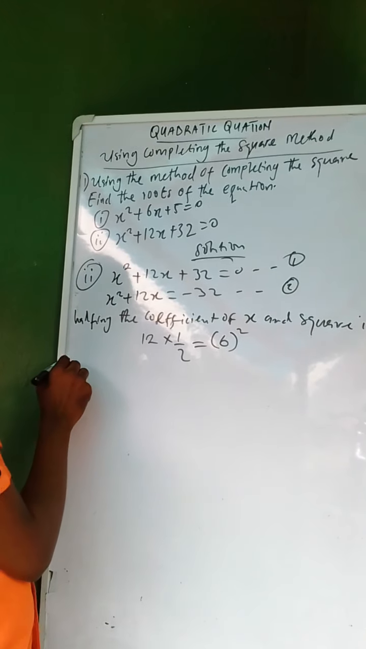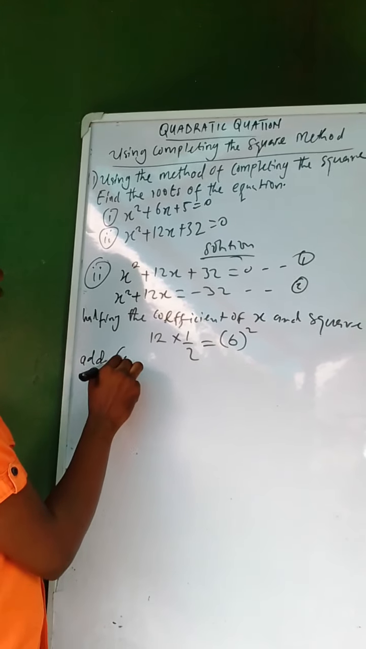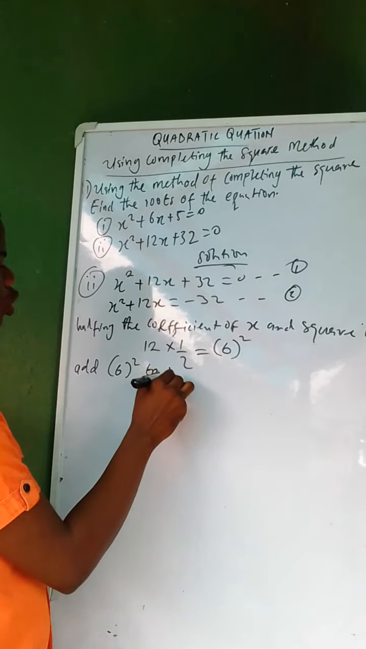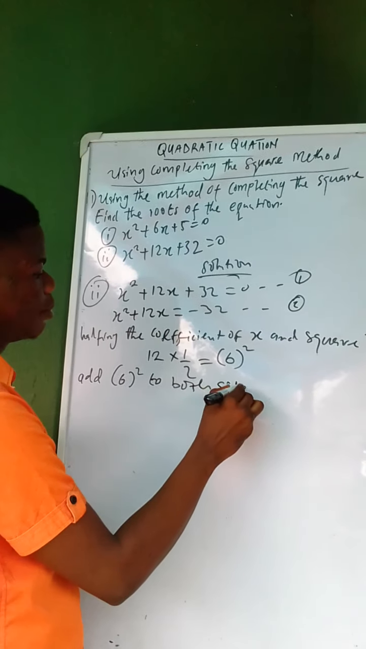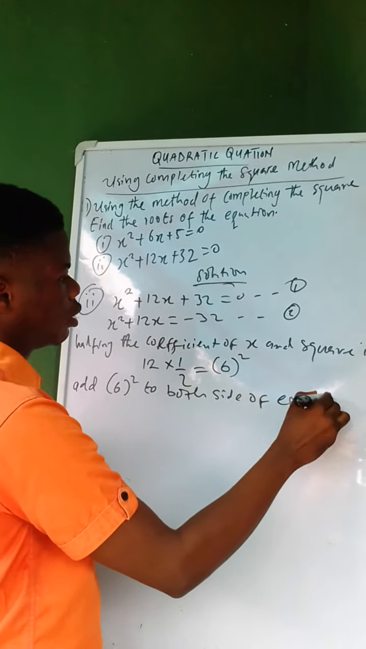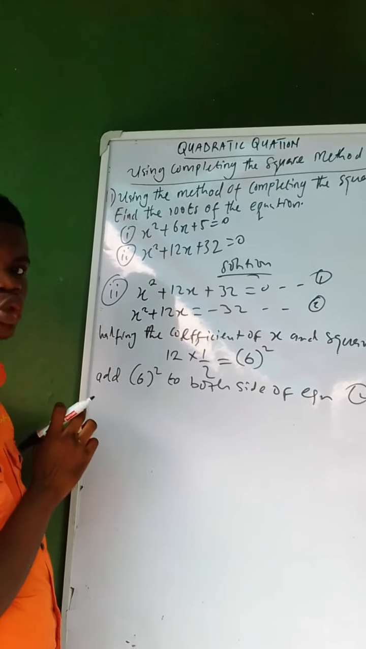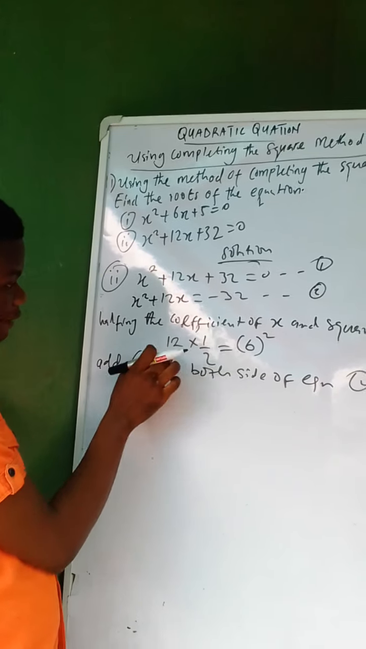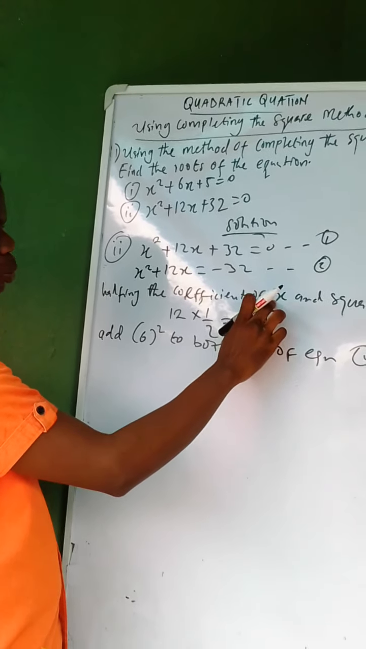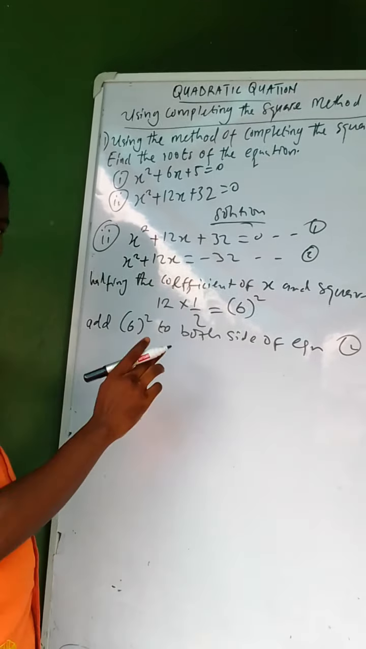So what I'm going to do, I'm going to add 6 raised to the power 2 to both sides. That's the next step of equation 2. I'm going to add 6 raised to the power 2 to both sides of equation 2. So after getting the half of 12, I raise to the power 2 and I add it to both sides. Just take note of the step.